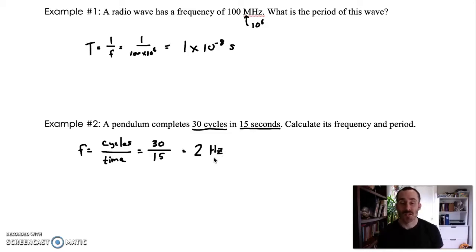Now, when we're figuring out the period, we can either start over and go time divided by cycles, or we can do the reciprocal of this. Either way, whether you do 15 divided by 30 or 1 over frequency, you're still going to get 1 over 2. That's seconds, or half a second, 0.5.